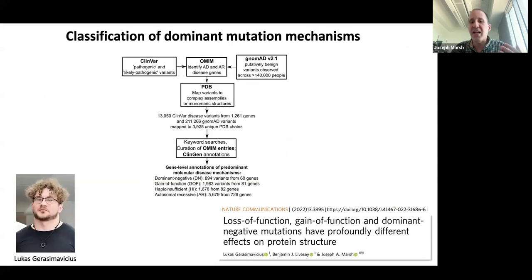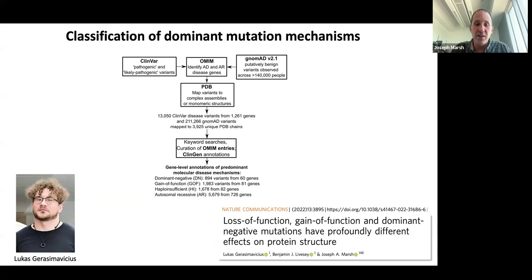So we were interested in understanding what's the structural basis for these different mechanisms. But the problem was there's actually not good information on which variants are gain of function, which are loss of function, which are dominant negative. It's all sort of hidden out there in the literature. People have reported it for individual variants, but there's not a centralized database of it. So what we had to first do was go through the literature and existing databases and try to manually curate ourselves a big set of gain of function, dominant negative, and loss of function missense variants.